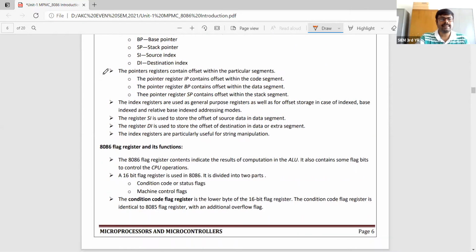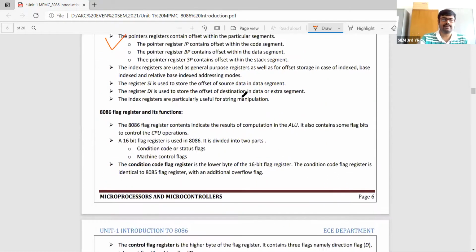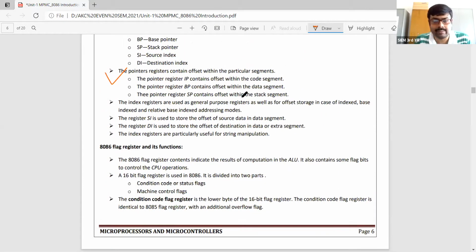Now, the pointer registers contain the offset within the particular segment. In the previous case you have already seen the segment and the physical address. How can we find the physical address? The segment address plus the offset address will ultimately give us the physical address. So the pointer registers contain offsets within the particular segments.